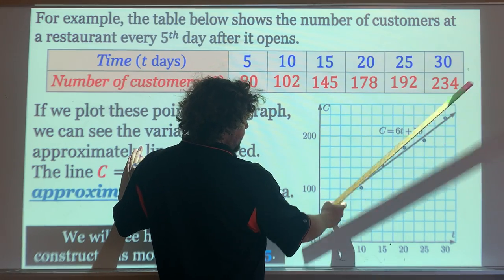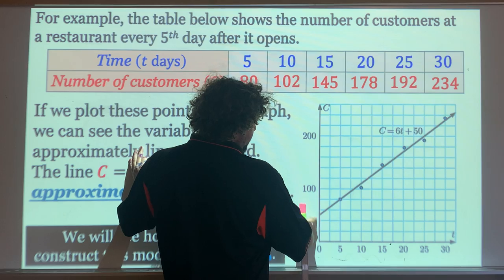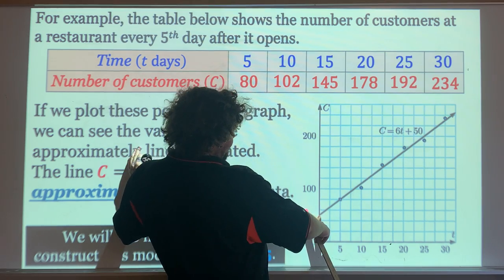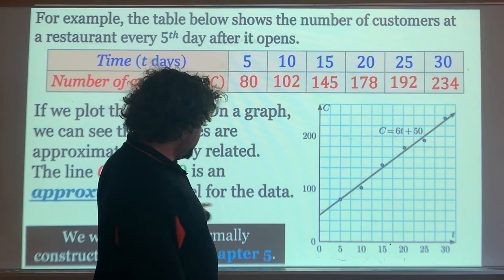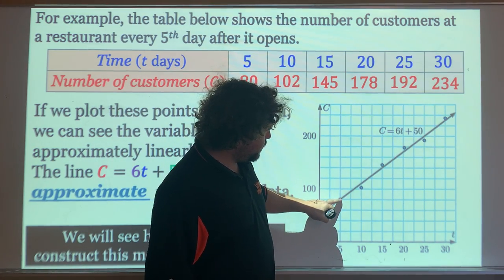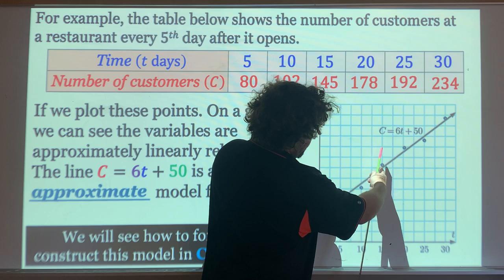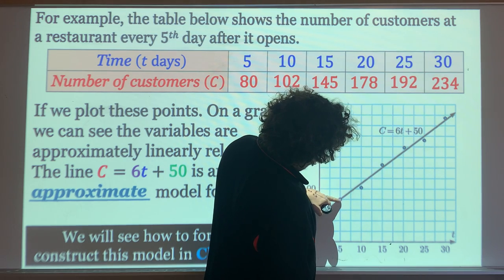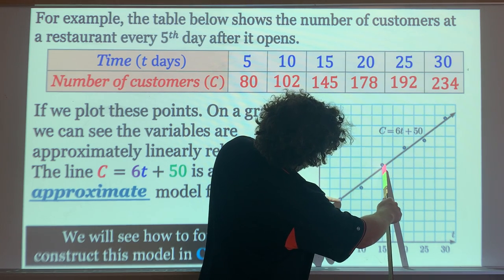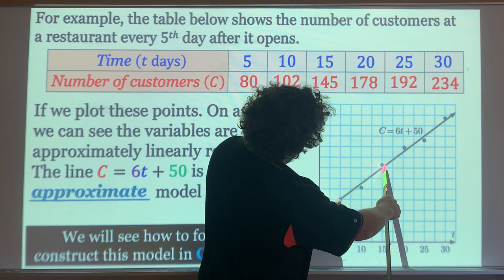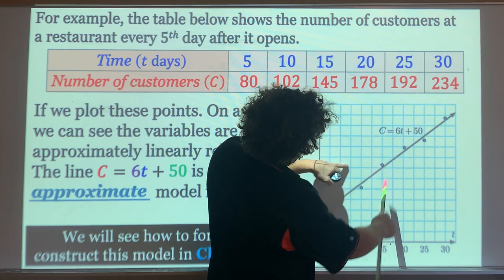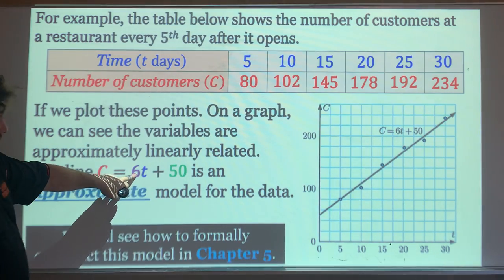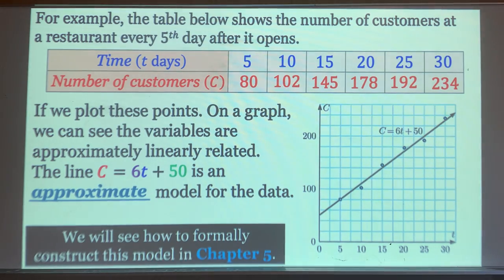And if you're not using technology, you would take the intercept here, which is about 50-ish. All right, there's 50. And then you see what the slope is. You pick two points that are on similar crosses. So this goes from 5, and what's this one? 15. So you go from 80 to 140. So you go up 60 over 10. 60 divided by 10 is 6. So you can create your graph that way.